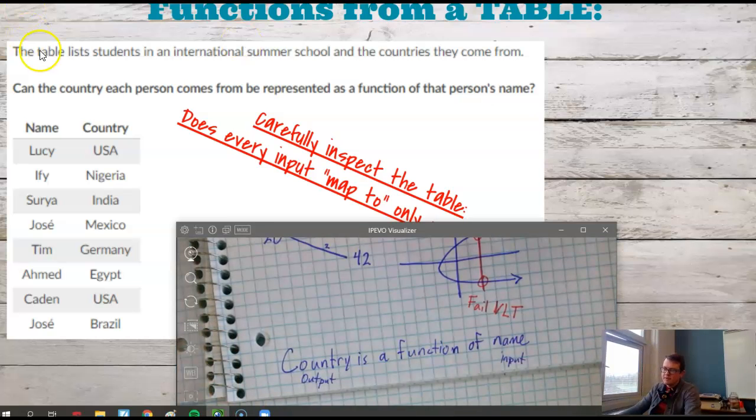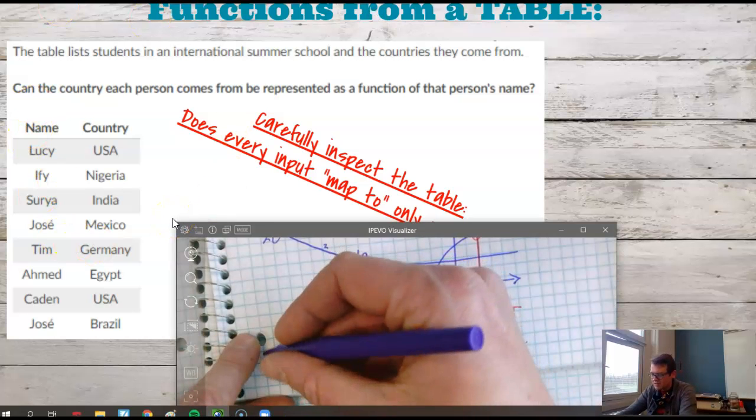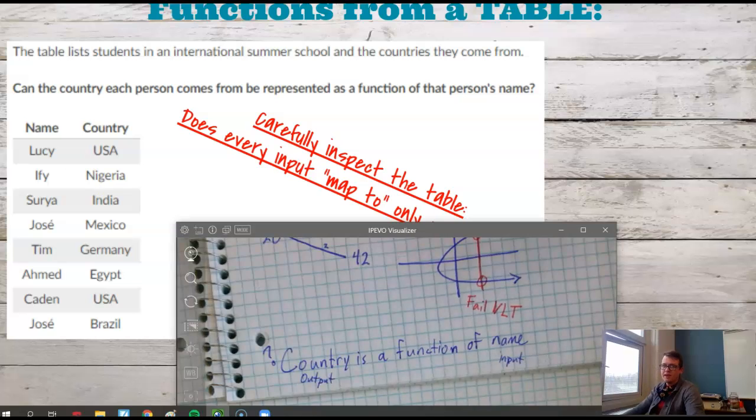I want you to go to your breakout rooms and see what you think. Can country be a function of name? If you get done with this one and you have Schoology open, go ahead and move on to the next one. But you are gonna need to have Schoology open so you can carefully inspect this table. What they're asking us is, can country be a function of name?